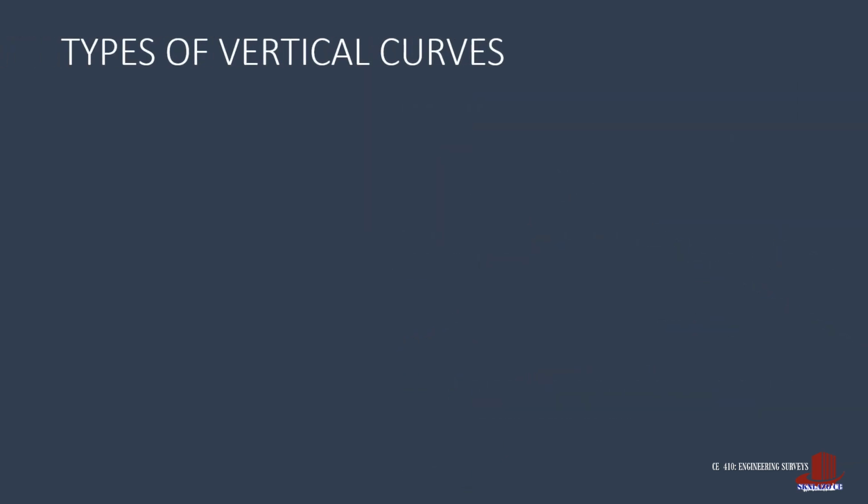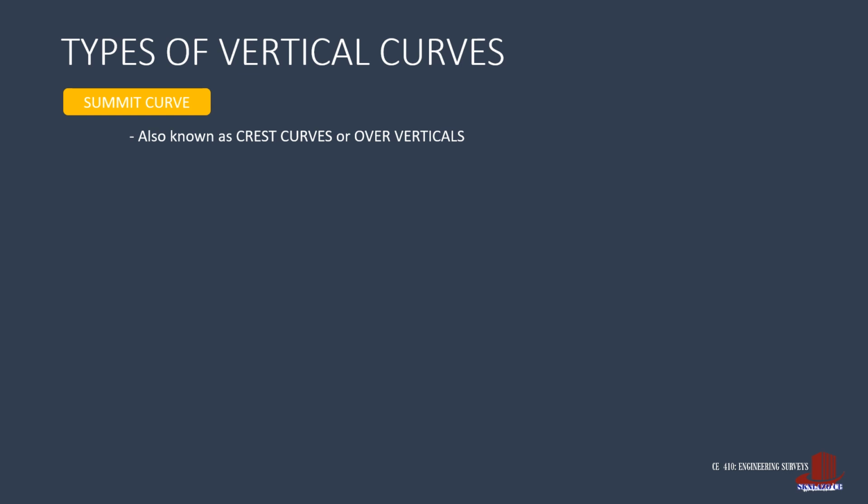There are two concavities of vertical curves. The first one is the summit curve, which is also called crest curve or over vertical. If defined mathematically, these are vertical curves where the total change in gradient is negative, but these can be simply defined as those concaving upwards.